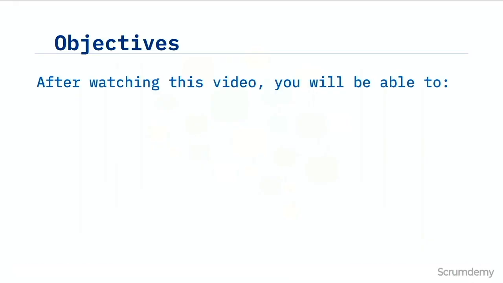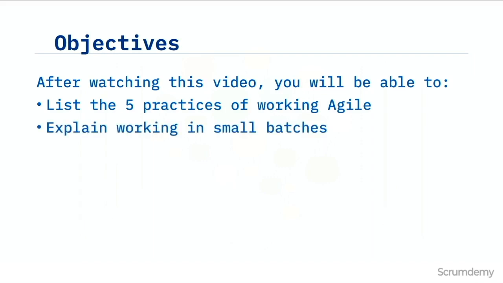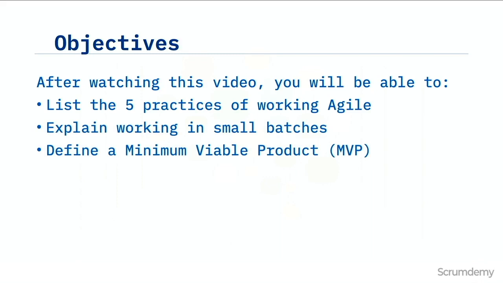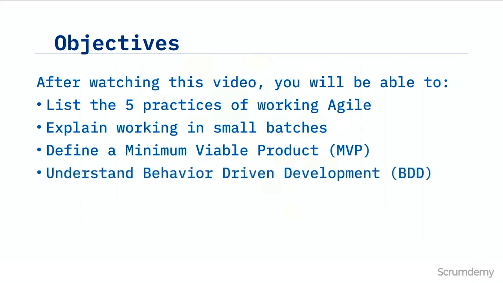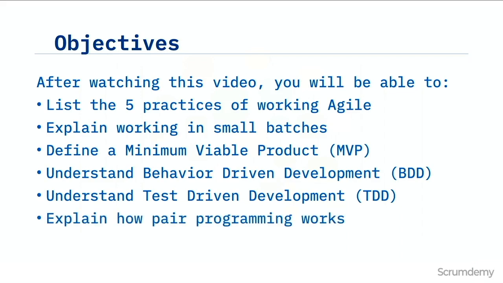After watching this video, you'll be able to list the 5 practices of working Agile, explain working in small batches, define a minimum viable product, understand behavior-driven development, understand test-driven development, and explain how pair programming works. So let's take a look at what it really means to work in an Agile fashion.